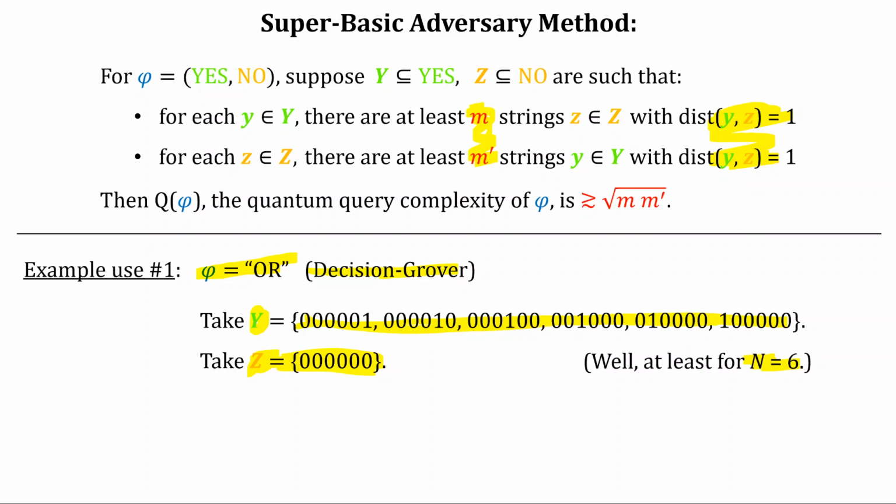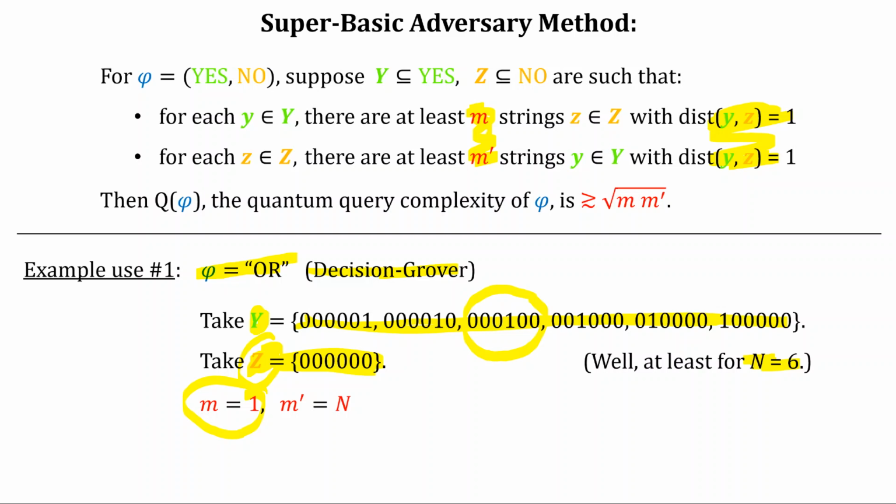Now we just have to ask ourselves what values of little m and little m prime we can take, and then we pop out our lower bound. Well, let's start with little m. For each string in Y, we need to show that there are at least m strings in Z that are within Hamming distance 1. Well, there is only one string in Z. Luckily, it is at Hamming distance 1, so you see that we can take m to be 1.